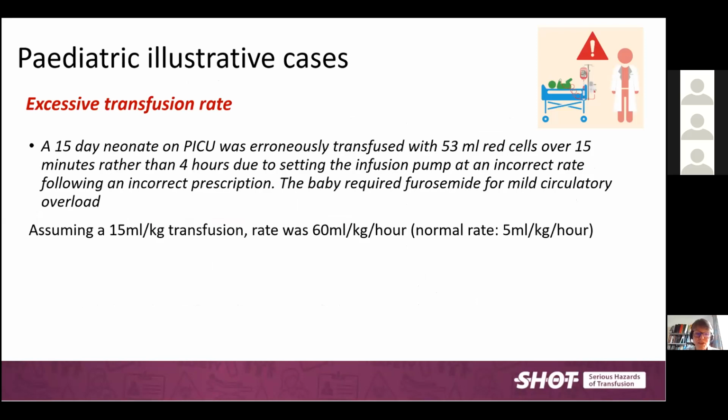And in this case, a 15-day neonate on the paediatric intensive care unit was transfused with 53 mils of red cells over 15 minutes rather than the 4 hours that it had been prescribed for, due to incorrect setting of the infusion pump. And the baby required furosemide for mild circulatory overload. That's a classic type of paediatric SHOT report which can lead to TACO.